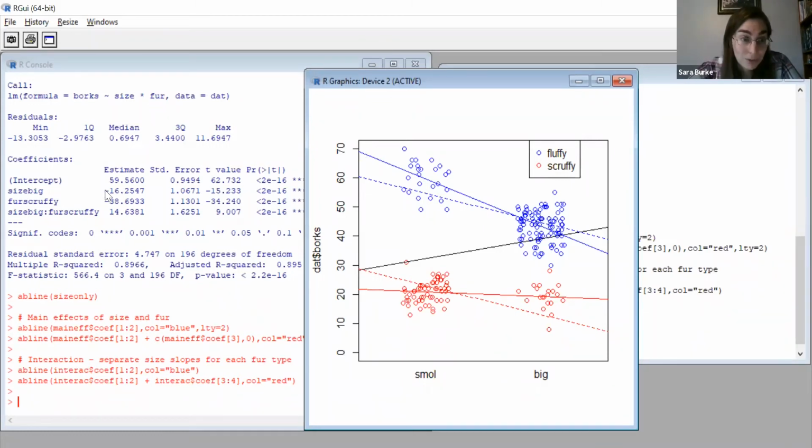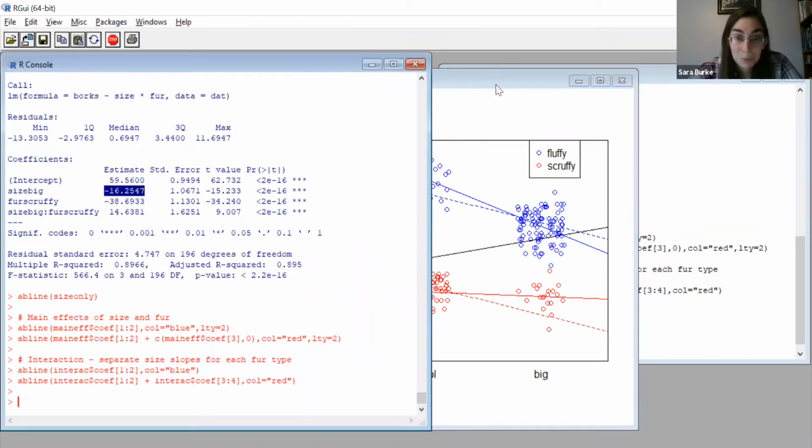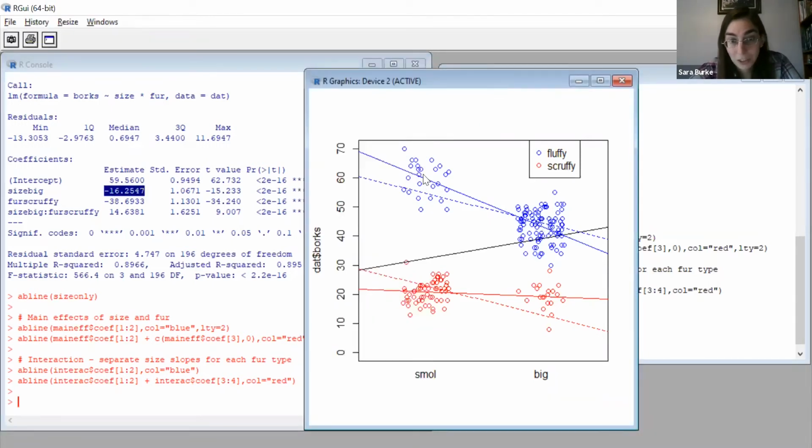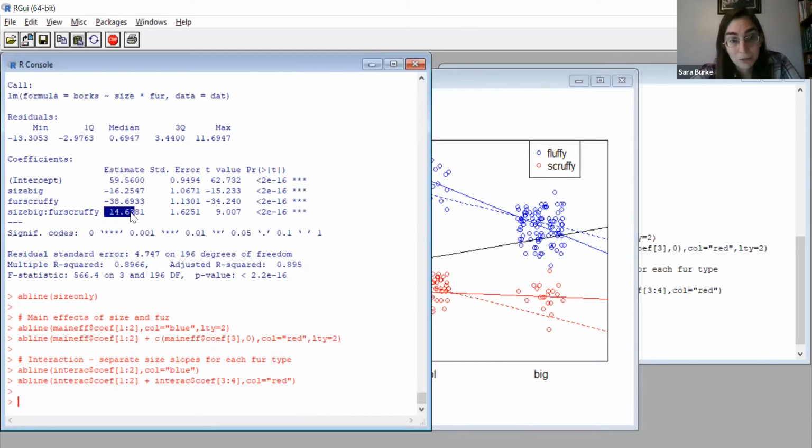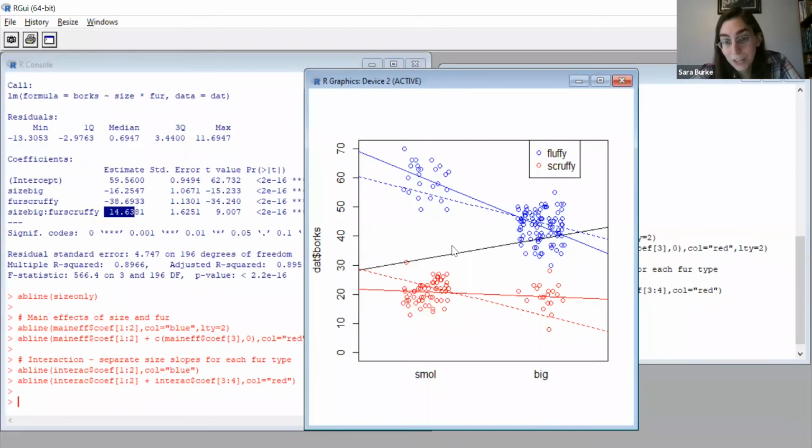That's an illustration of the fact that the difference between big and small was like 16 up here in the blue dots, the fluffy category. And we're going to have to add 14 to that negative 16 if we want to look at the red category, the scruffy ones. It's going to flatten that line out a bunch. Those slopes are different. The difference between big and small for fluffy is different from the difference for scruffy. It's a difference in differences. And for the dotted lines, there is no difference in differences.